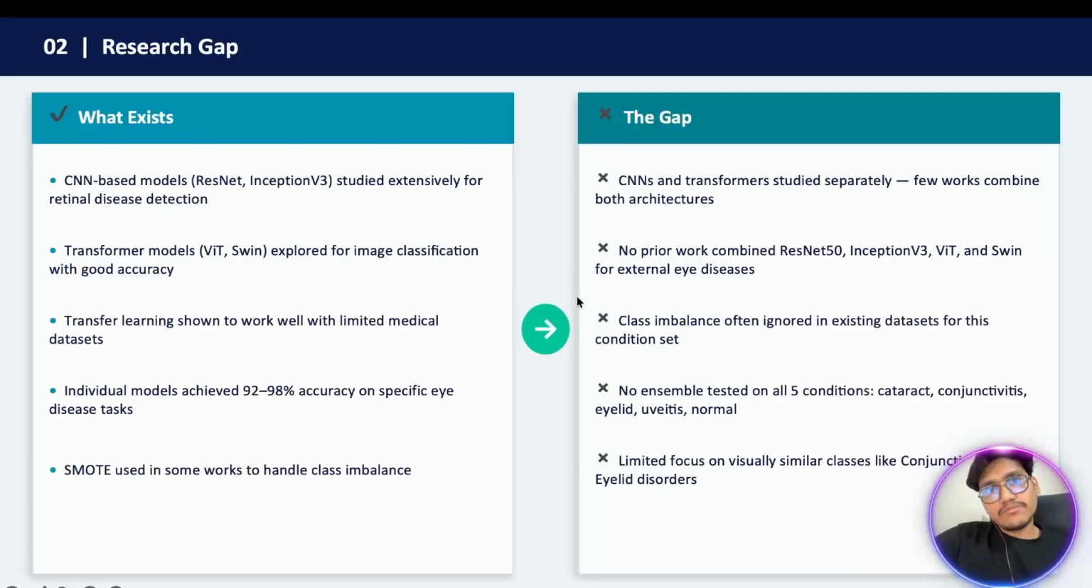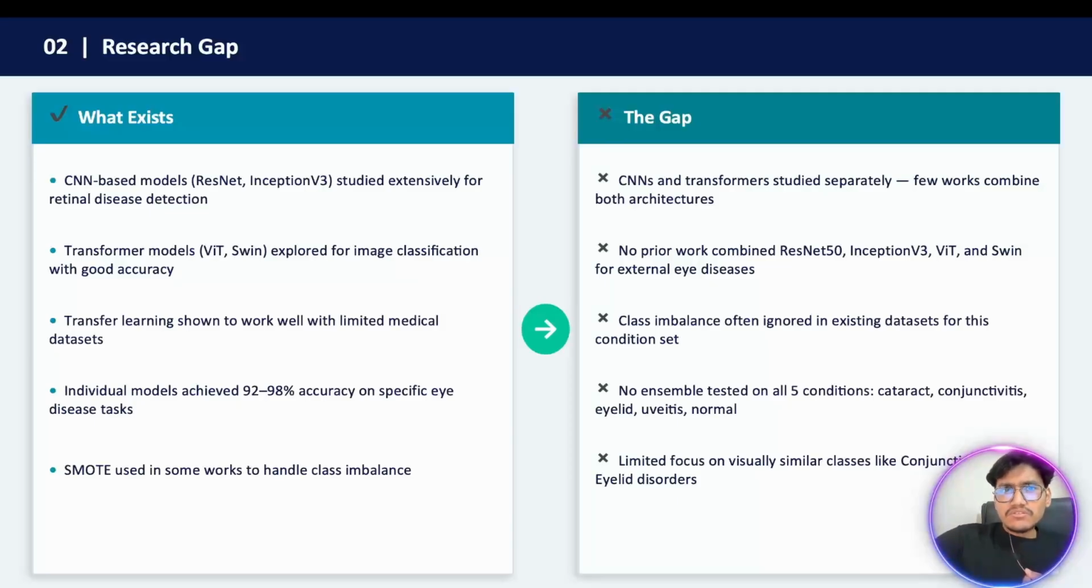CNNs and transformers have been studied separately. Very few studies have ever tried to combine them. This is a huge missed opportunity because these two types of models have complementary strengths. CNNs are excellent at detecting local textures and fine patterns, while transformers are excellent at understanding global context and long-range relationships. No prior study has combined all four of these specific models, ResNet50, Inception V3, Vision Transformer, and Swin Transformer, into a single unified ensemble for classifying external eye diseases.